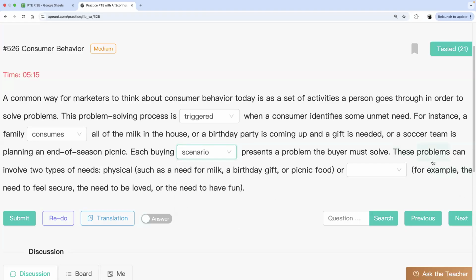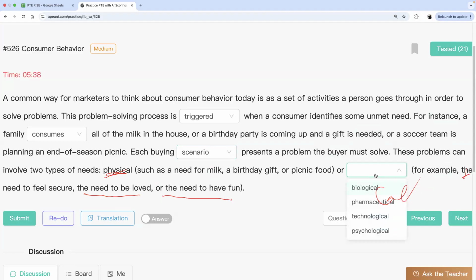Okay. These problems can involve two types of needs, physical or dash. Physical or what are the other options? Some cultural, right? Could be cultural, economical, whatever. Now check the need to be loved, the need to have fun. So let's see, emotional. Love and fun are emotional, no? Yeah. Psychological, the mind. Not technological, not biological.